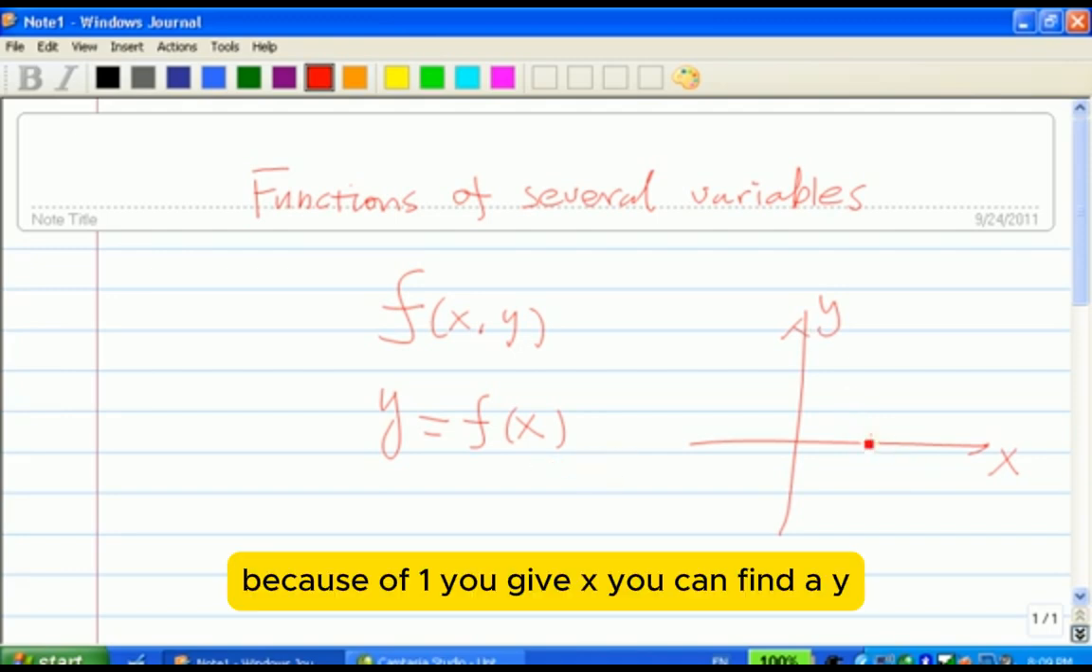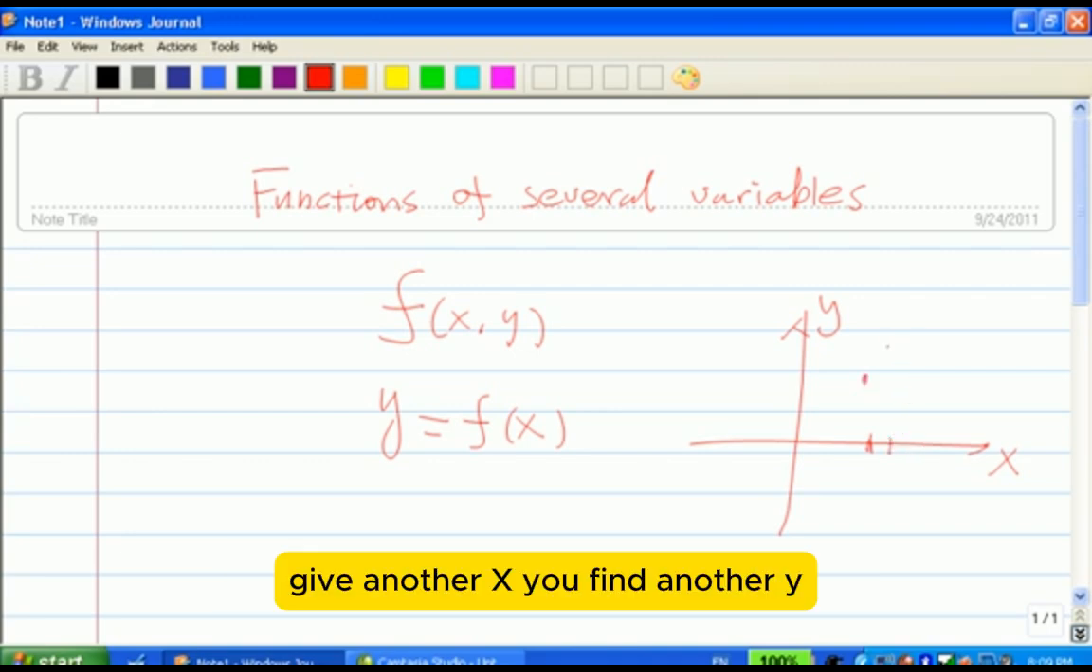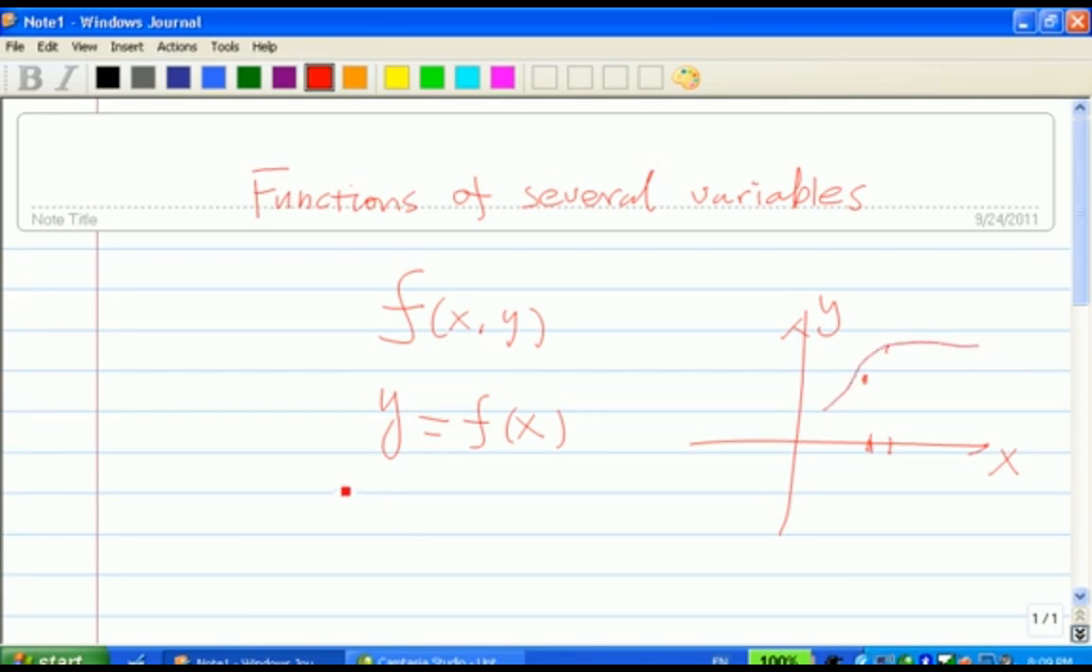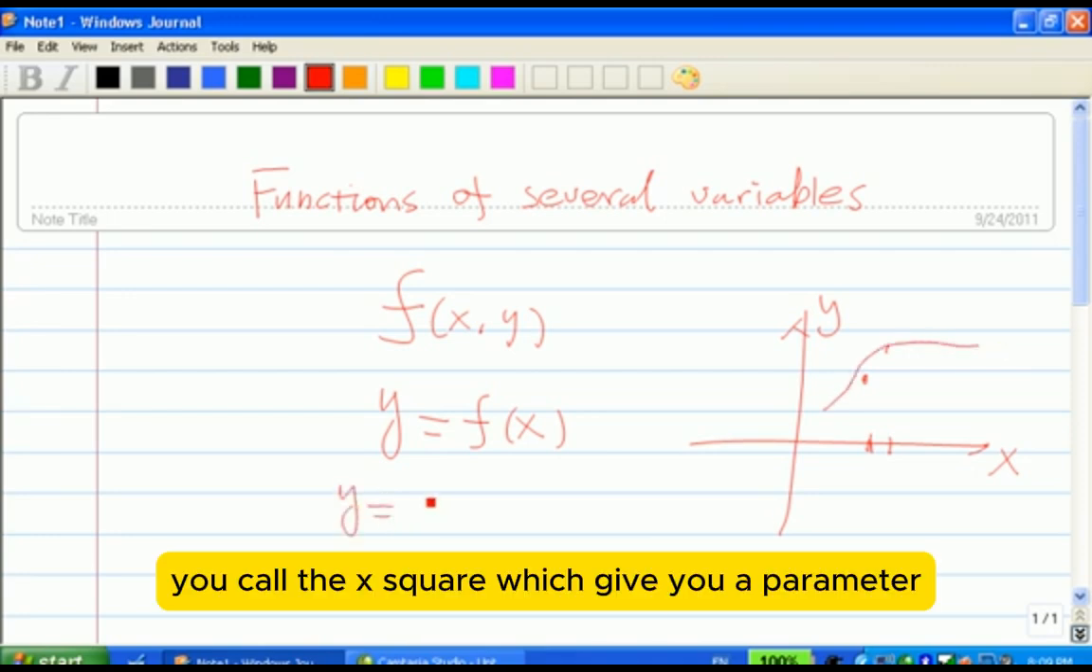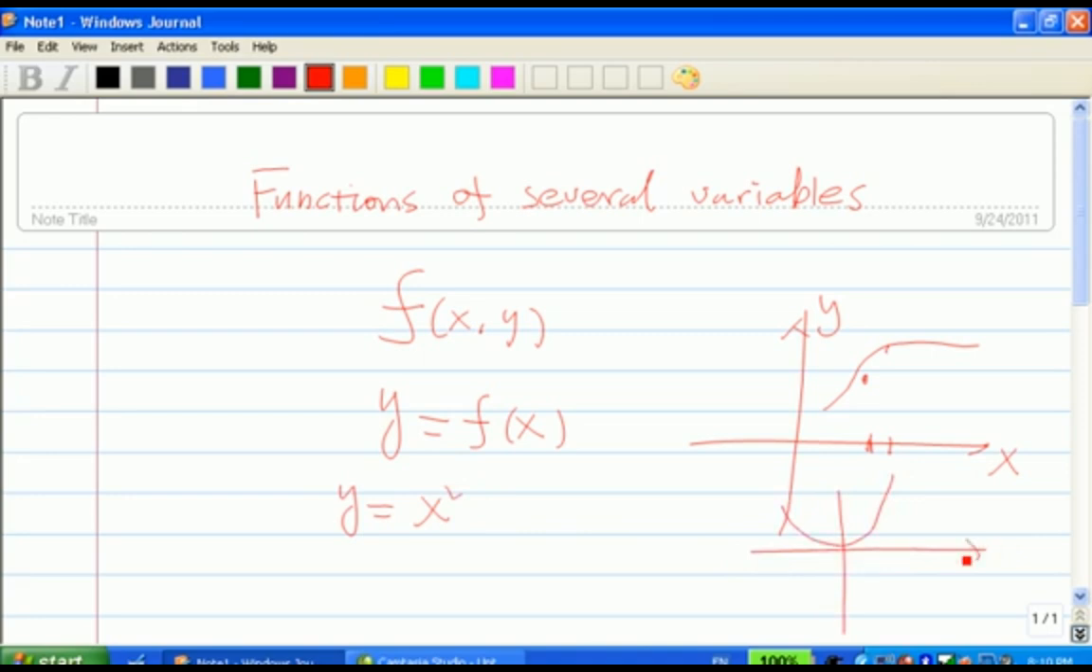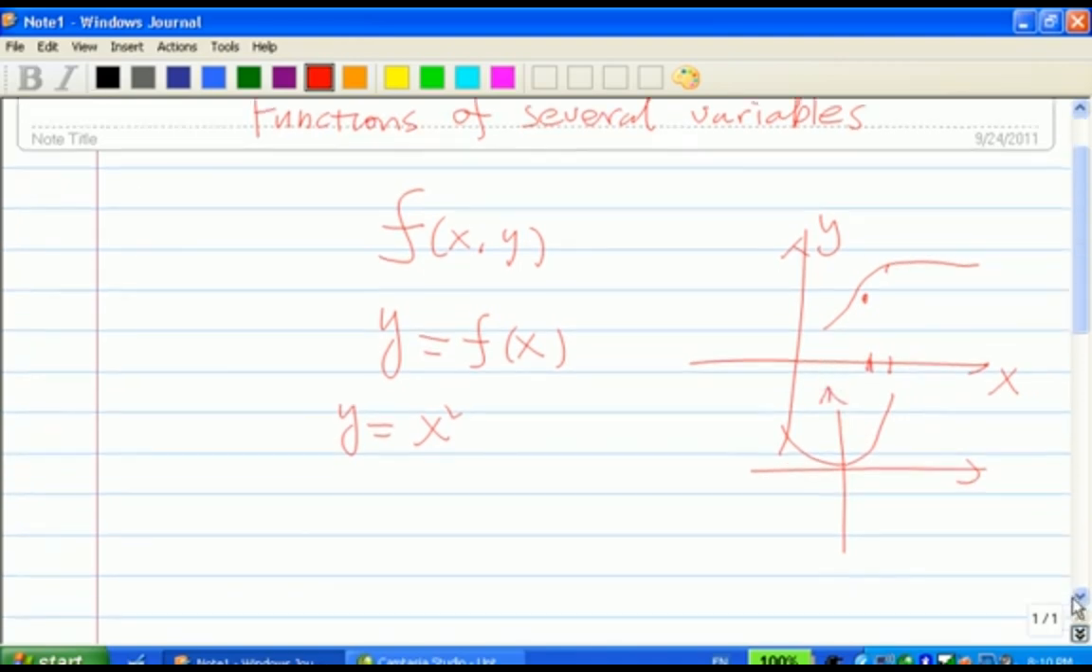Because when you give x, you can find y. Give another x, you find another y. Connect those points, you get a curve. For example, y equal to x squared gives you a parabola.